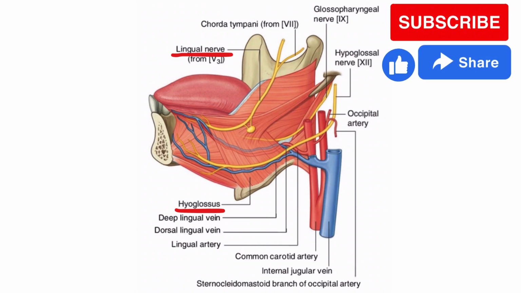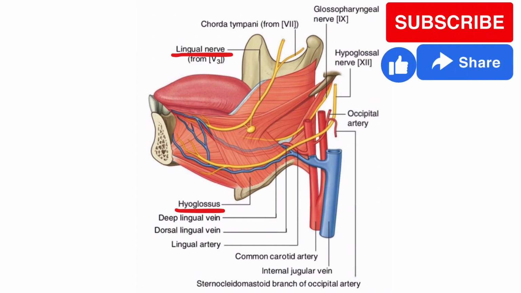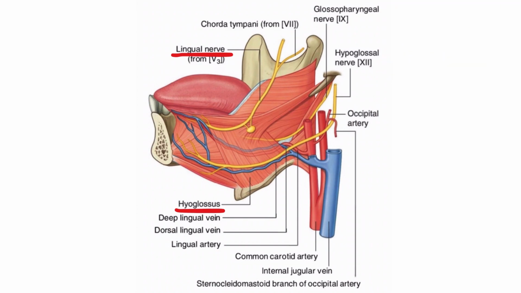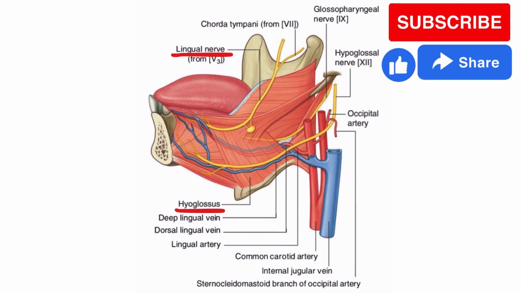The lingual nerve and the hyoglossus muscle are closely related anatomically. The lingual nerve passes deep to the hyoglossus muscle and sends branches to supply sensory innervation to the tongue. The hyoglossus muscle plays a role in the movement and positioning of the tongue during speech, swallowing, and other functions.